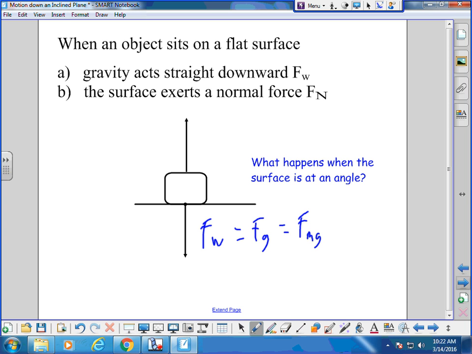Now, just about every textbook is going to show that as FN, normal force. Normal means perpendicular. It doesn't mean normal as in ordinary.